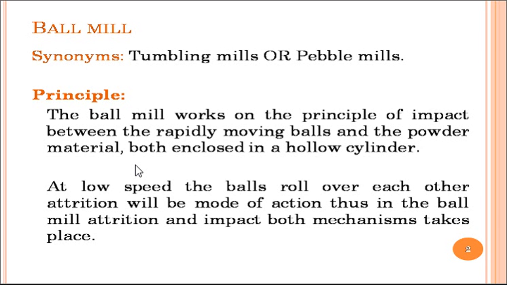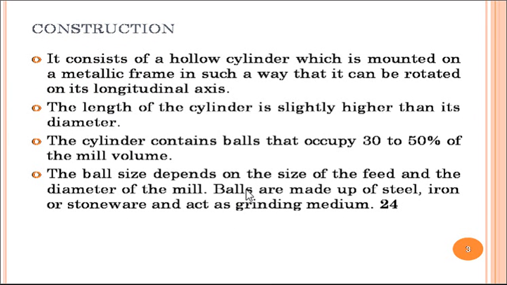Now the important matter while working of the ball mill is the speed. The speed is very important. At low speed the balls run over each other, and attrition will be the mode of action. Thus in the ball mill, both attrition and impact mechanisms take place within that system. So we can say the ball mill works on two principles, impaction and attrition, and it is very important to control the speed of the balls.